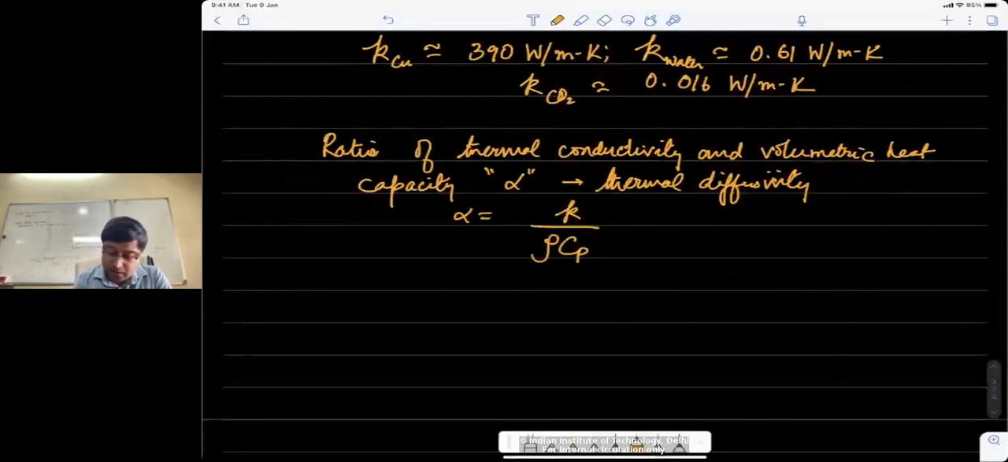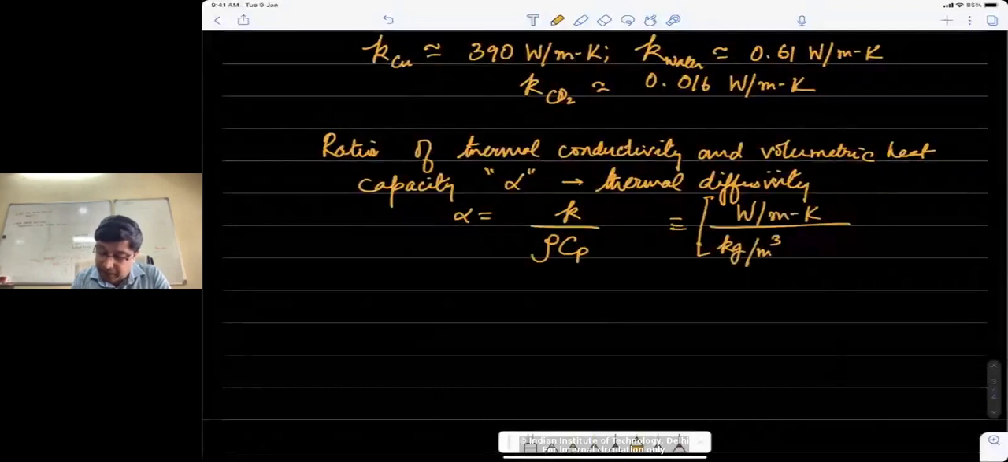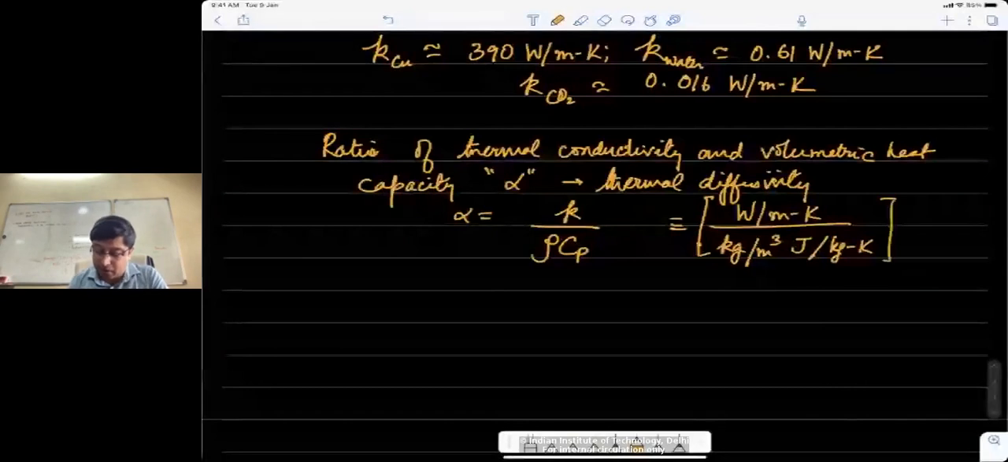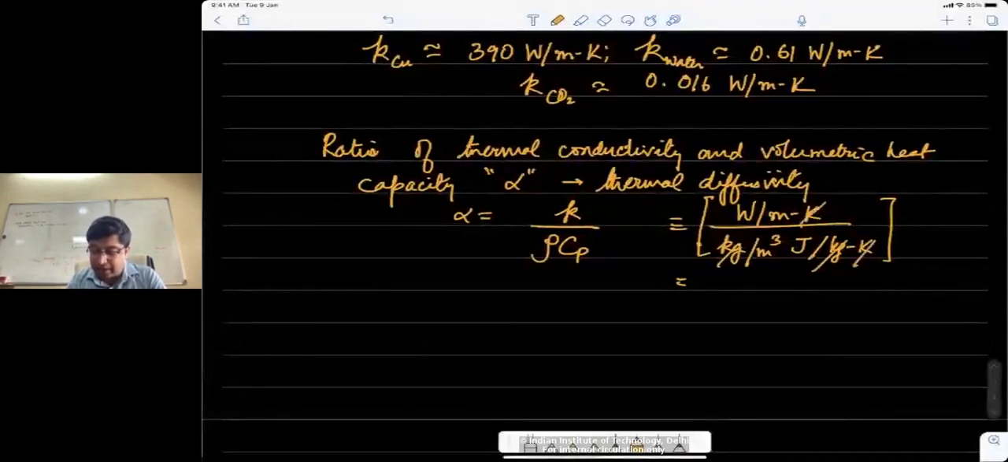So in terms of units, we know that thermal conductivity has units of watt per meter Kelvin, density is kilogram per meter cube, and heat capacity will be joule per kilogram Kelvin. So the units now, if you work out, kilogram goes here. Watt is basically joules per second. So Kelvin also cancels, joule will cancel, and meter cube is here, and there's a meter. So we'll be left with meter square per second. So the units of thermal diffusivity will be meter square per second.